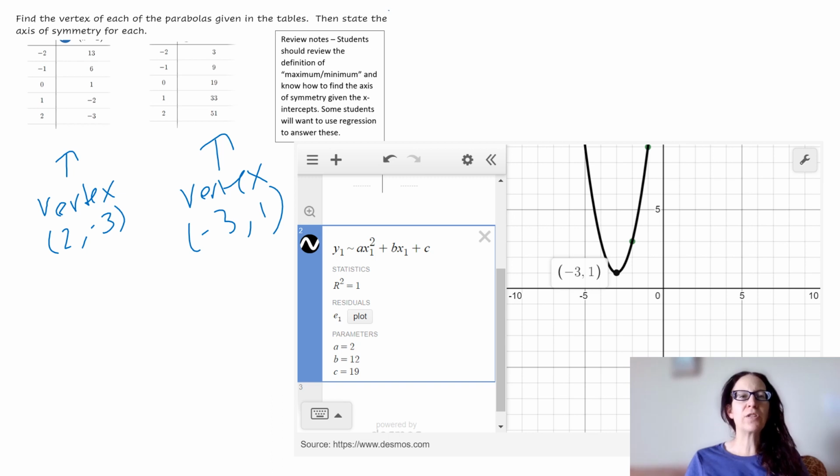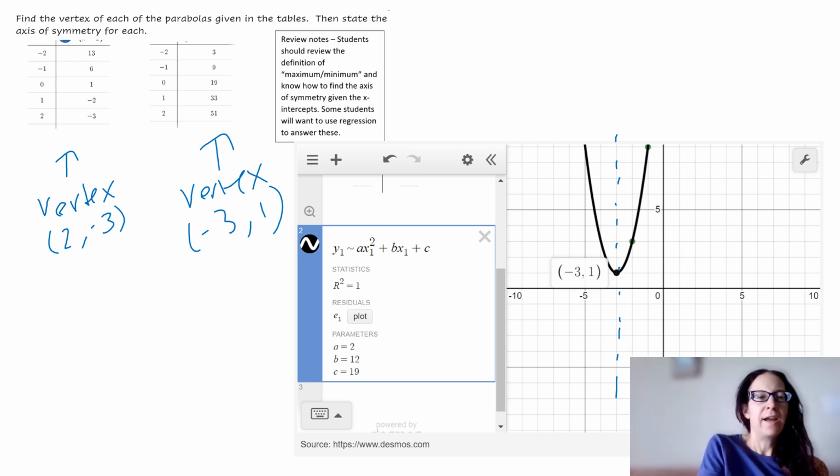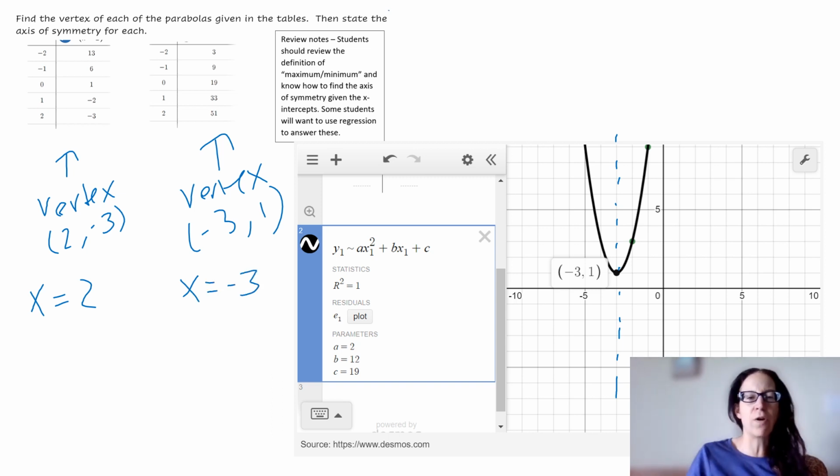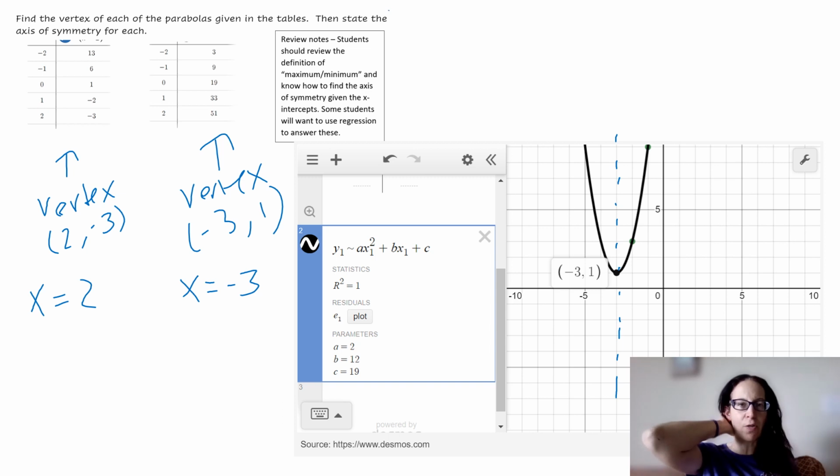Right, now it says find the vertex of each of the parabolas, then state the axis of symmetry. So the axis of symmetry is the vertical line running right through the middle. It is going to go through the vertex. And so the axis of symmetry for the first one would be x equals 2. The axis of symmetry for the second one would be x equals -3. Don't fall for using the y. Don't put the ordered pair and so forth.